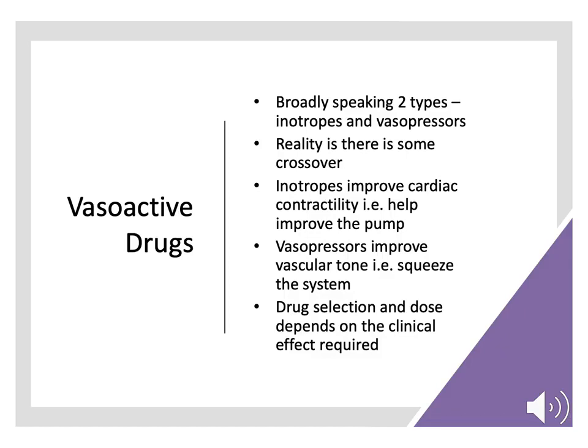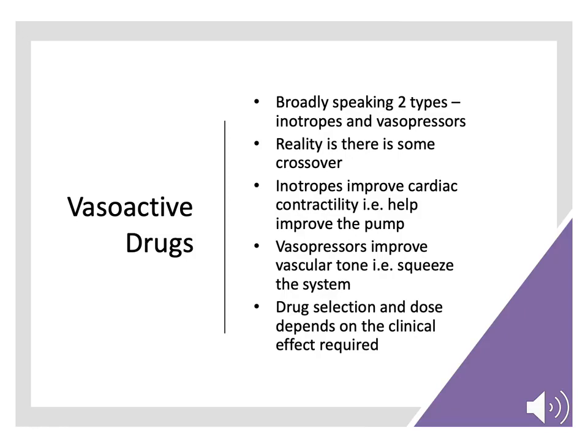Some inotropes will improve cardiac contractility. In other words, they'll help improve the quality, the force of your contraction, and thus improve your stroke volume. Some inotropes have positive chronotropic effects, and they'll increase heart rate too. And then vasopressors improve vascular tone. In other words, they squeeze the system and help maintain that pressure differential between the arterial system and the capillaries, and help forward flow of blood.